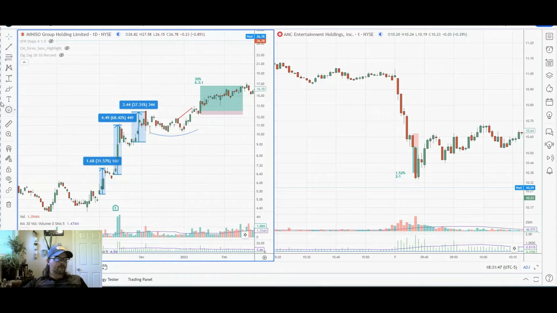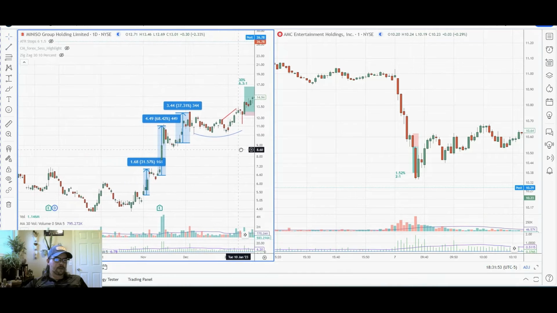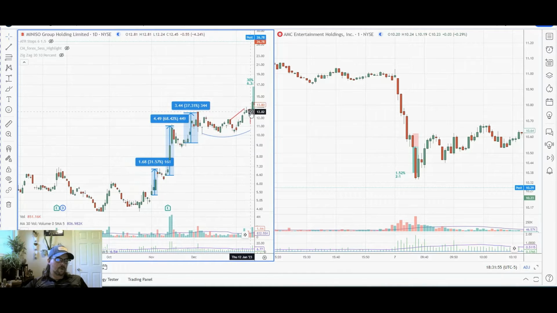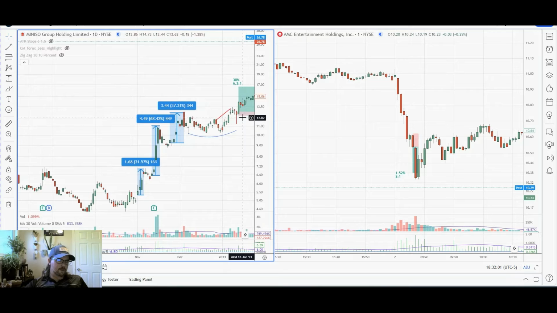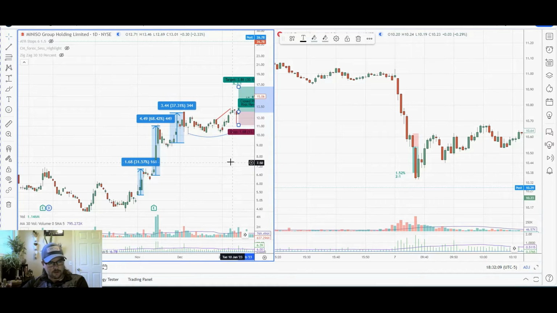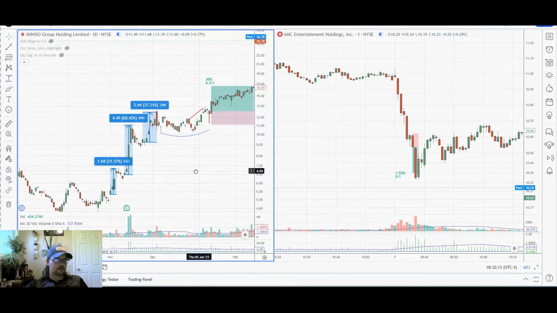But what would have happened if this was a much bigger candle? Let's say it dropped way down here. Now my stop loss is going to go below the low of that candle, and I'm going to enter above. That changes things quite a bit, doesn't it? Now all of a sudden my stop loss is way down there because that was the low of that candle. Shows you how volatile the stock is.